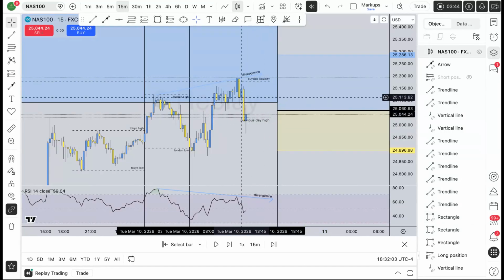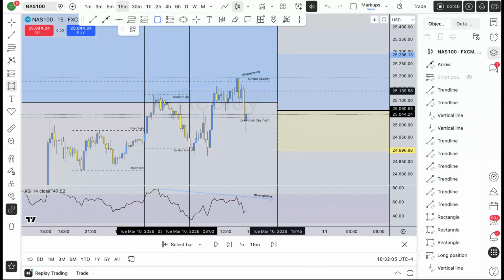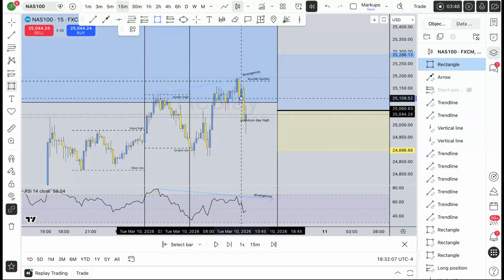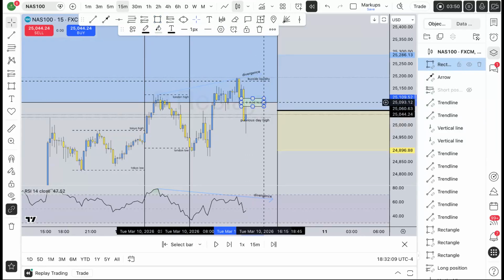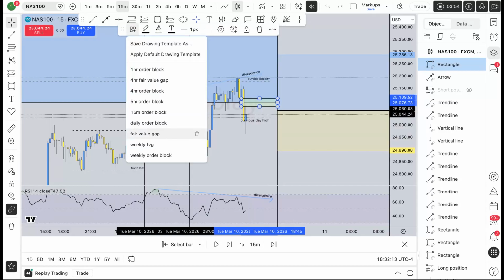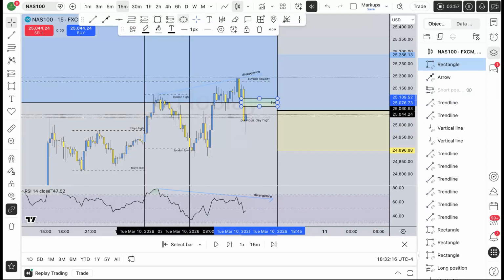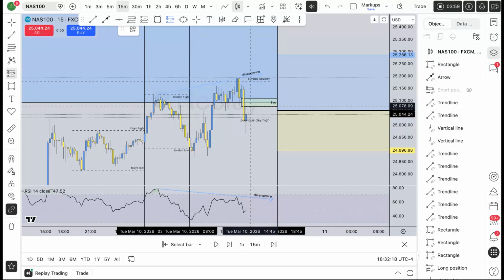So boom, this next candle instantly created a fair value gap. So what we'd have done on the 15-minute, mark out the fair value gap right here. Okay, mark out the fair value gap. Boom, fair value gap. Okay, we're gonna do a sell and we're gonna play things safe.